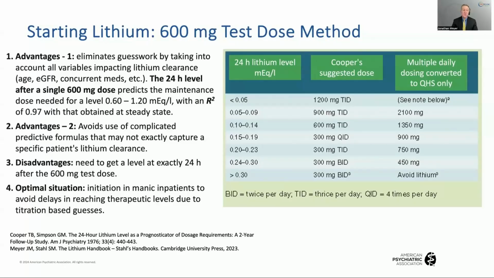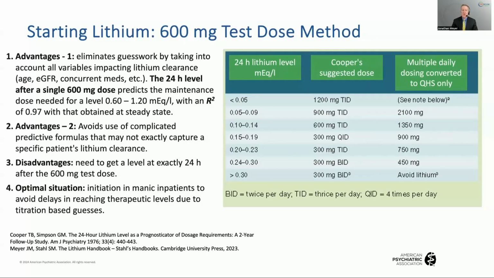So in the table, I give you what the 24-hour level will be and how you act on it. Tom Cooper was the first author of this paper. You can see this paper was written in the 70s. The second author is George Simpson, who is still alive in his late 90s. They based everything on the old TID, BID dosing, which we do not do anymore. I converted those all to QHS dosing using the appropriate math, with some footnotes there.